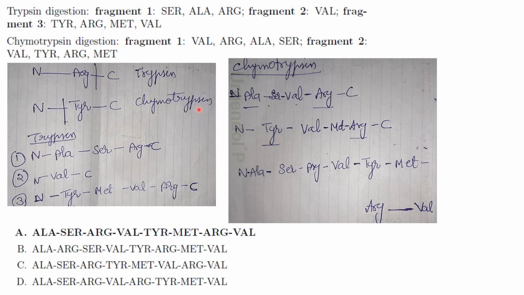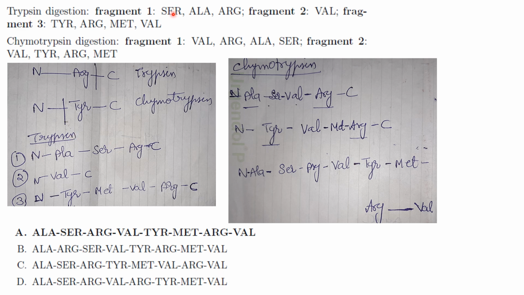Similarly, chymotrypsin cleaves at the N terminus of the aromatic amino acid. So this is tyrosine. Tyrosine is the only one which is aromatic in the given question. So this is the N terminus of tyrosine. It will cleave there. Now they have also told that alanine is the N terminus and valine is the C terminus. Remember that. In all the options also alanine is the N terminus, valine is the C terminus. Okay.